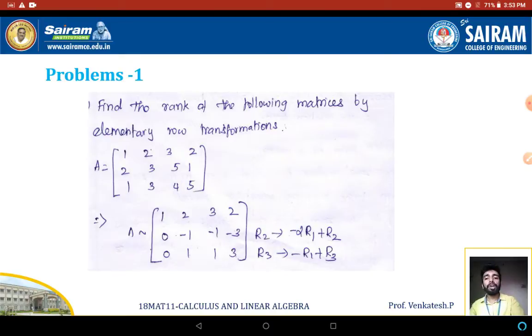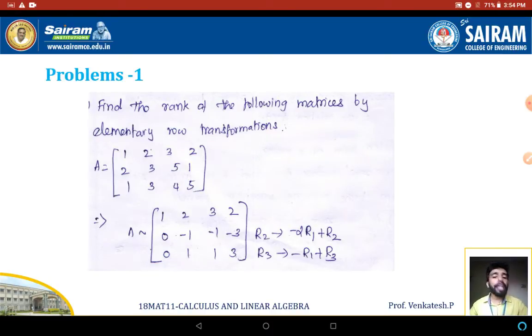If I apply the operation R2 implies R2 minus 2 R1, the first entry will become 0 here. Again 3 minus 4, I'll get minus 1. 5 minus 6, I'll get minus 1. 1 minus 4, I'll get minus 3. I'm just multiplying 2 with the R1 row and subtracting from the R2 row. So I got this row 0, minus 1, minus 1, minus 3. Similarly, I want to convert the first entry of R3 also to 0. So I'm going to subtract R1 from R3. So I'll get 0, 3 minus 2 will be 1, 4 minus 3 will be 1, 5 minus 2 will be 3. So this matrix I got.